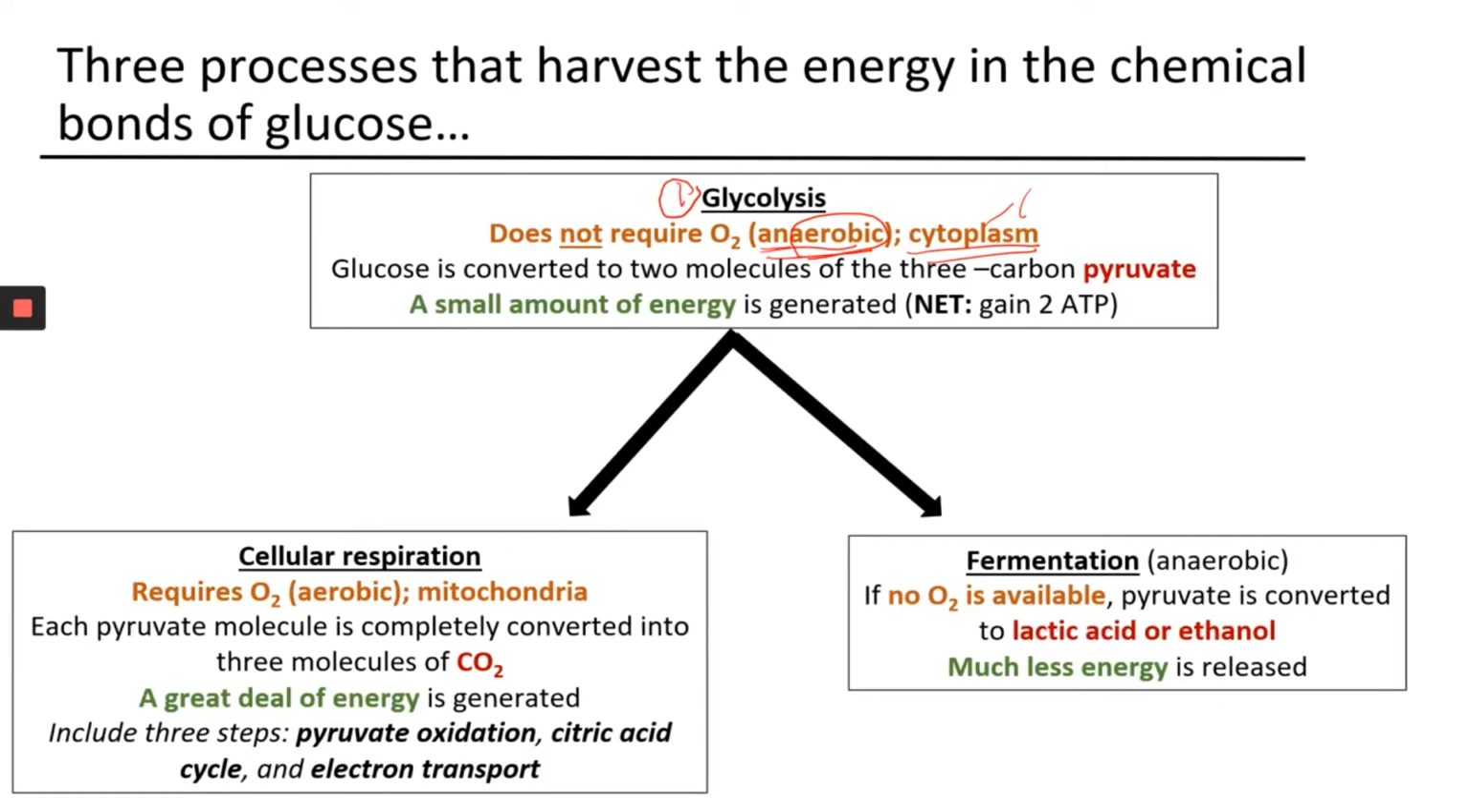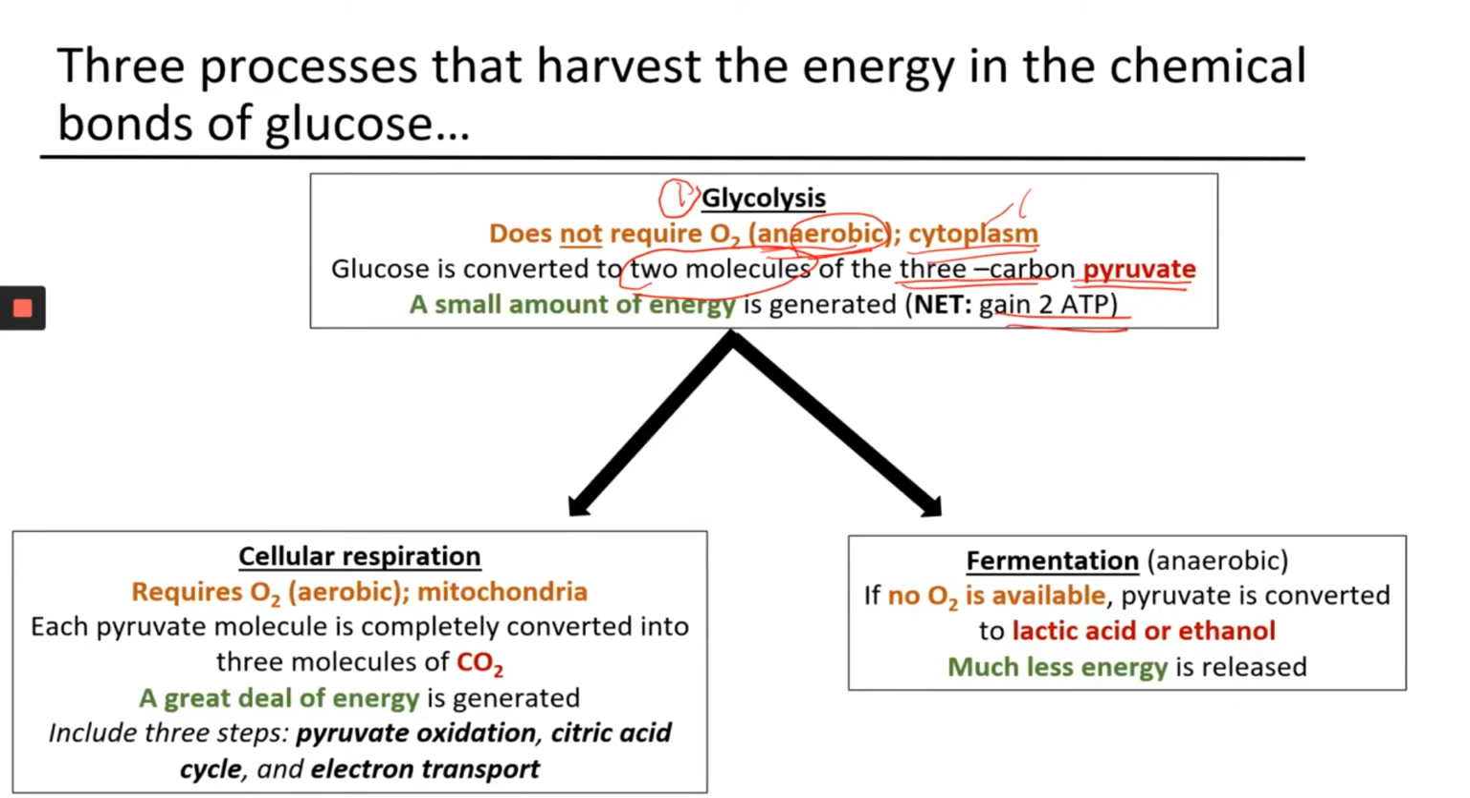At the end of glycolysis, glucose is converted to, you have to know this, pyruvate. And then glucose has 6 carbons, pyruvate has 3 carbons. So that means one glucose can produce 2 molecules of pyruvate. Now in glycolysis, a very small amount of energy is generated. So you gain 2 ATP molecules.